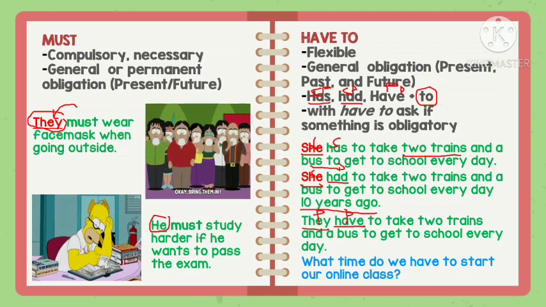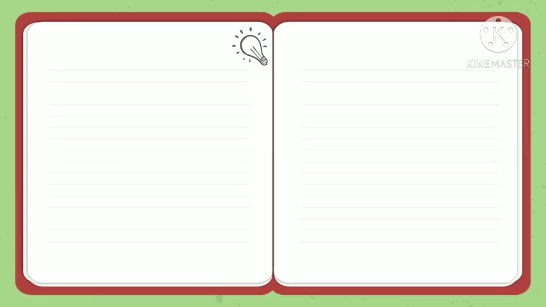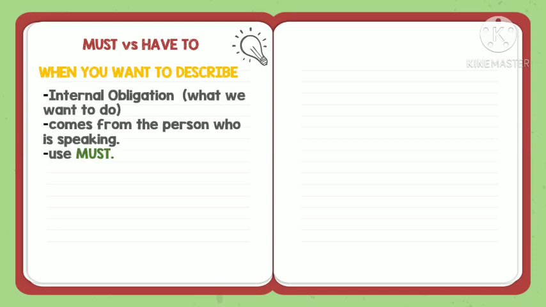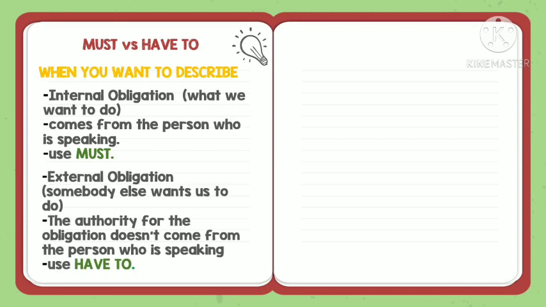And let me explain. Must and have to express both general or permanent obligation. The subject or the receiver of the action doesn't have any other option but to follow the rule or law. Another noting difference between must and have to is when you want to describe internal obligation, or something that we want to do, meaning to say the speaker, use must. However, when you want to describe an external obligation, for example, somebody else wants us to do something, or the authority for the obligation doesn't come from the person who is speaking, we use have to.